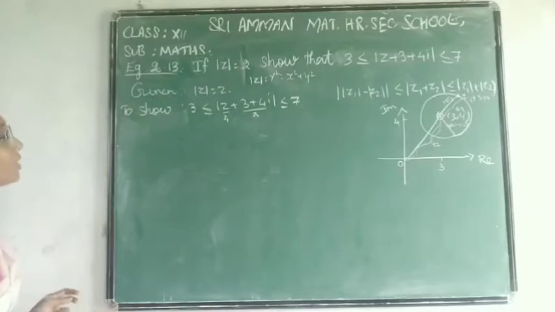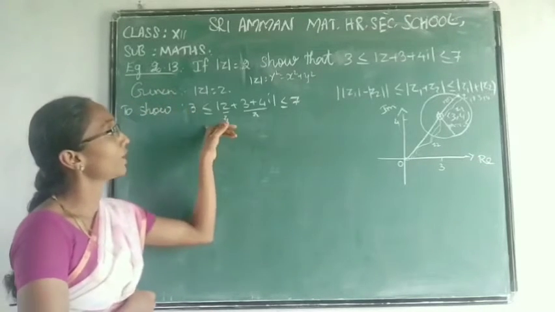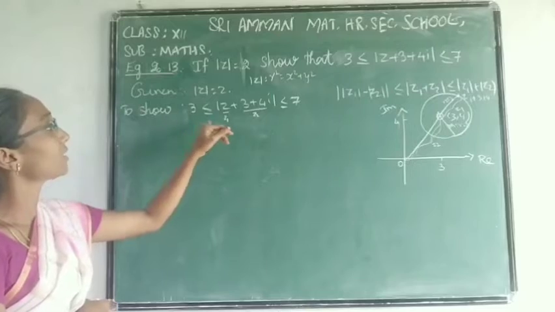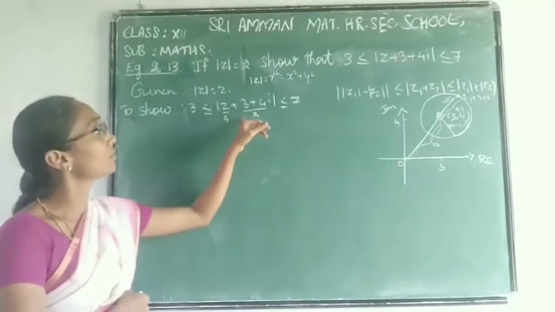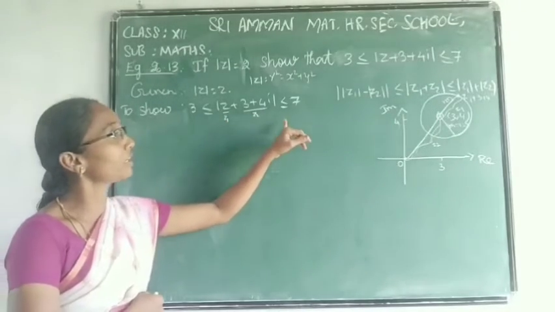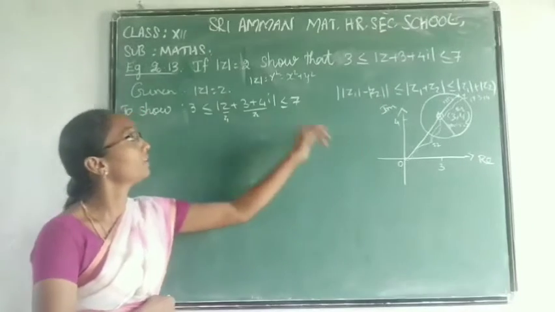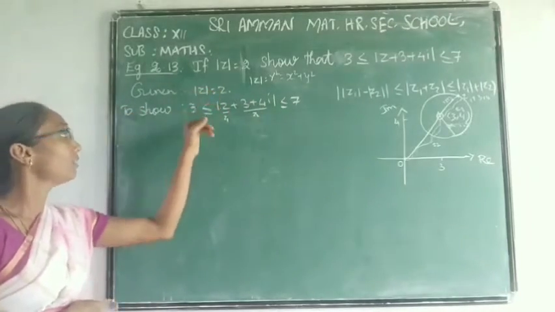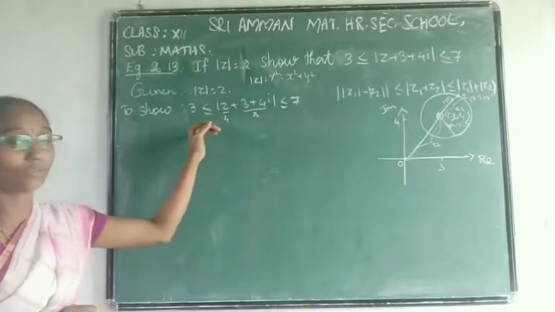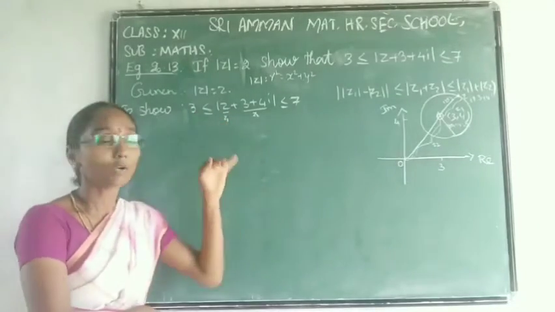Okay. Now we go to prove that 3 is less than or equal to modulus of z plus 3 plus 4i, which is less than or equal to 7. Do you understand the diagram? And then what is given and what you want to solve. Okay. Now I go to the solution.